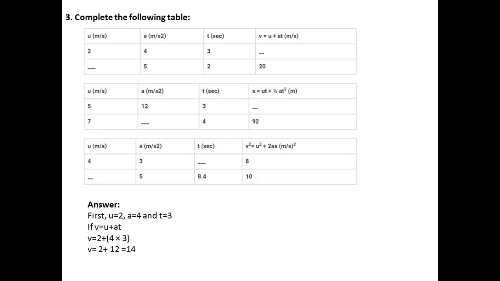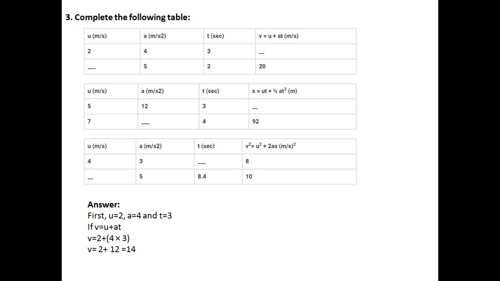Now come to question number three. You will see the chart is given here, and what you will find in the chart is u. What is u? u is the initial velocity, a is acceleration, t is time, and the formula which you have to use is v equals u plus at.